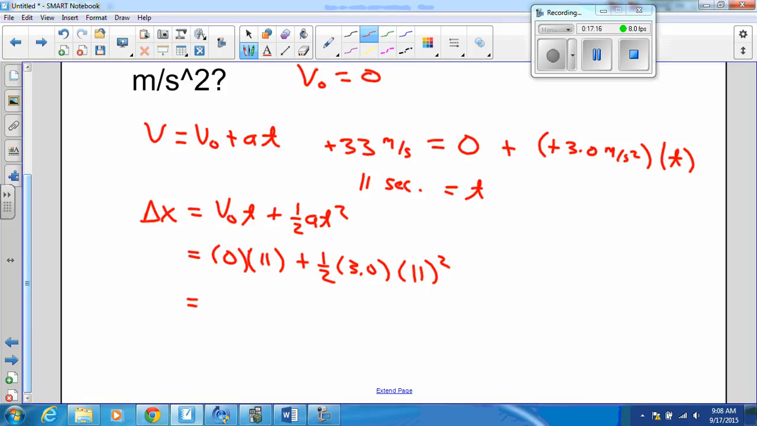1/2 of 3 times 11 squared. Now, if we're clever, we can do this in our heads just by remembering that multiplication can happen in any order. What's 11 squared? And what is a half of 121? 60.5. What's 60.5 times 3? It's 181.5 meters. Look at that. We did it in our heads, just by reordering the multiplication.